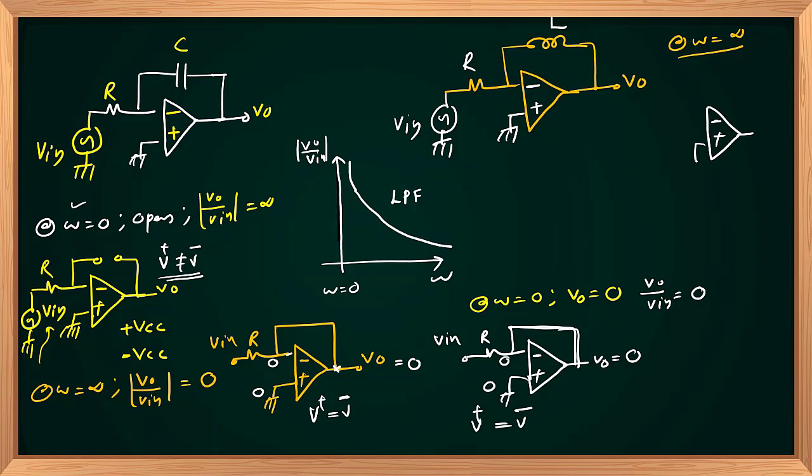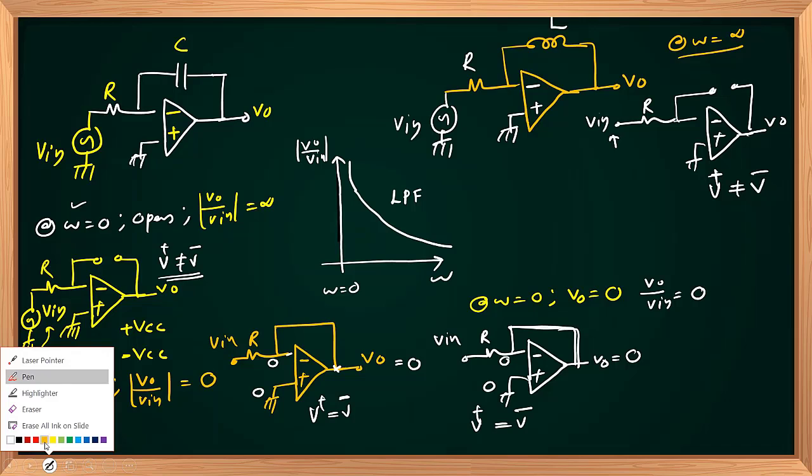Open loop configuration. Open it is. V in, R. V plus is not equal to V minus, because there is no feedback in the circuit. So for a small input signal, the output can be large, either at plus VCC or minus VCC, because it is an open loop configuration. So V out by V in is infinity.